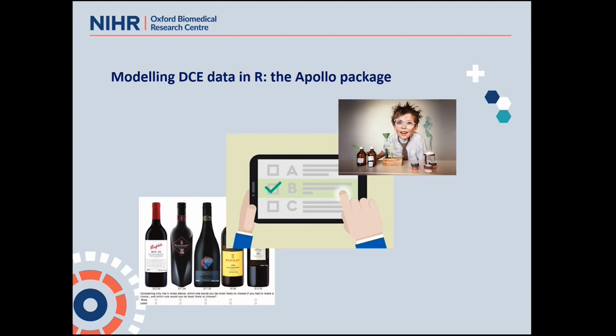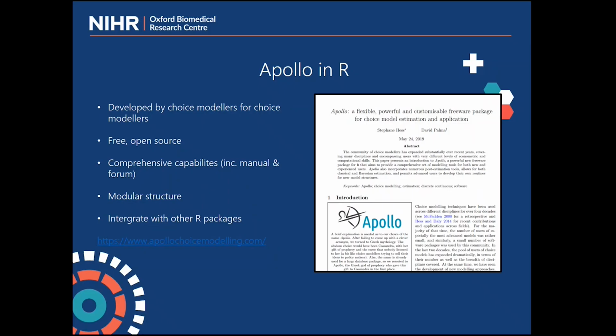Okay, excuse me. So let's talk about modelling a little bit more. We've seen a couple of worked examples. Let's look a little bit more at the Apollo package in R as well. So I use this product. I know a lot of my colleagues at Choice Modelers use this product, and I think there's a lot of good reasons for doing so, although you don't have to. It's developed by Choice Modelers for Choice Modelers. It's the guys that lead the field who design and implement this package.